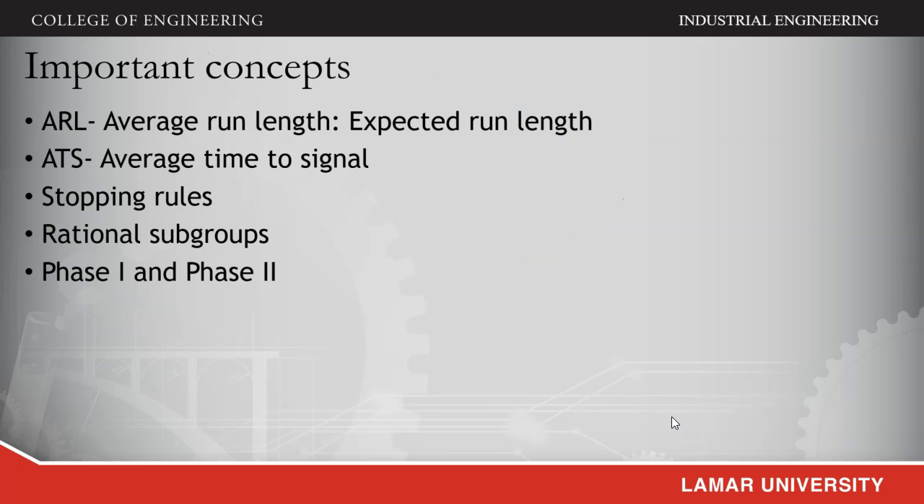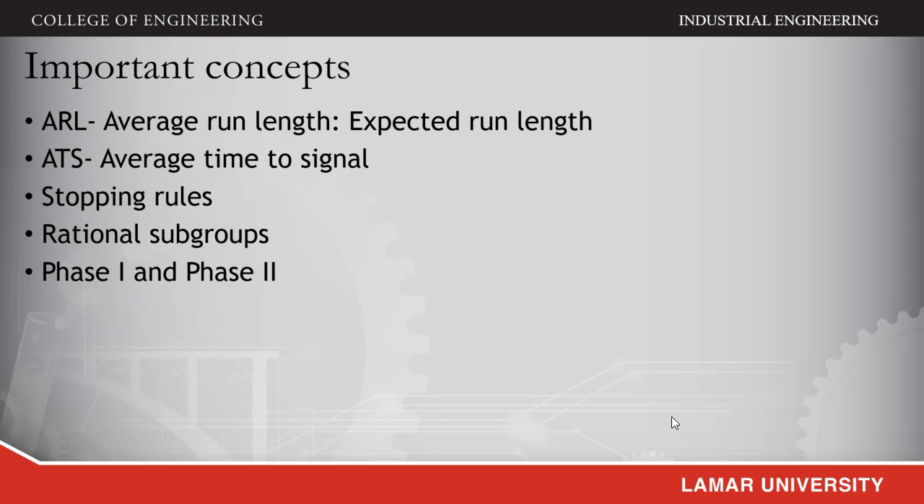Some important concepts that we need to understand regarding control charts are the average run length, which is the expected run length from the probability point of view. It is not a definitive run length. There will be runs that are longer than that, or maybe shorter than that, but in the long run, that's what we would expect to see.